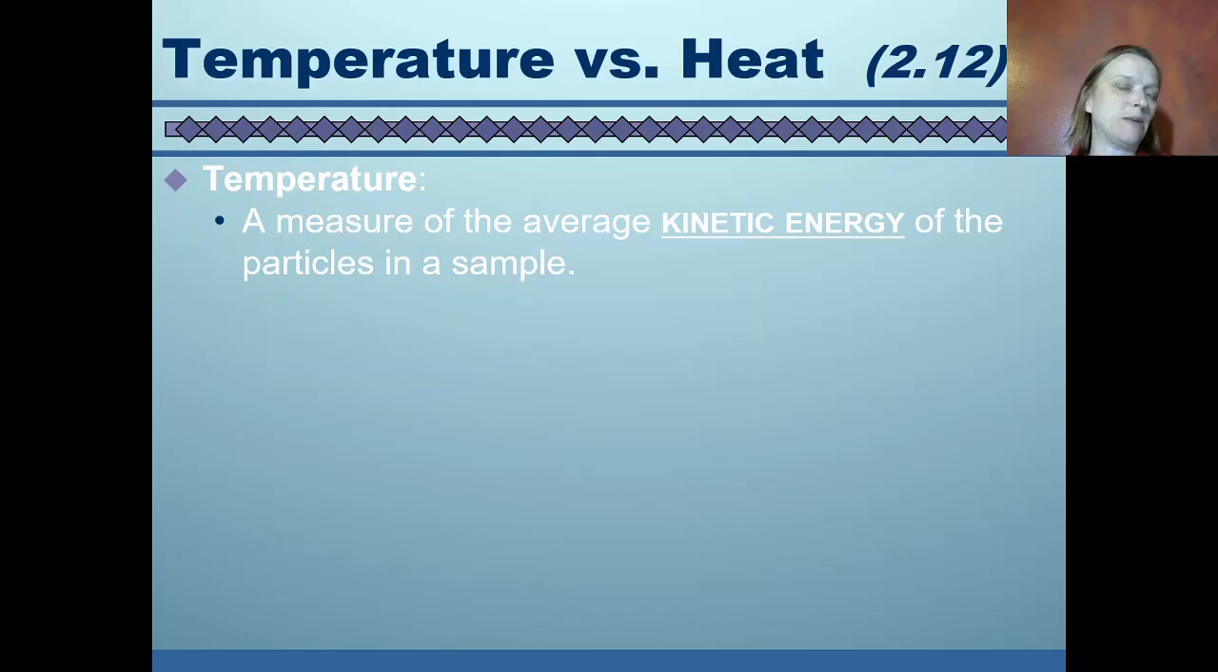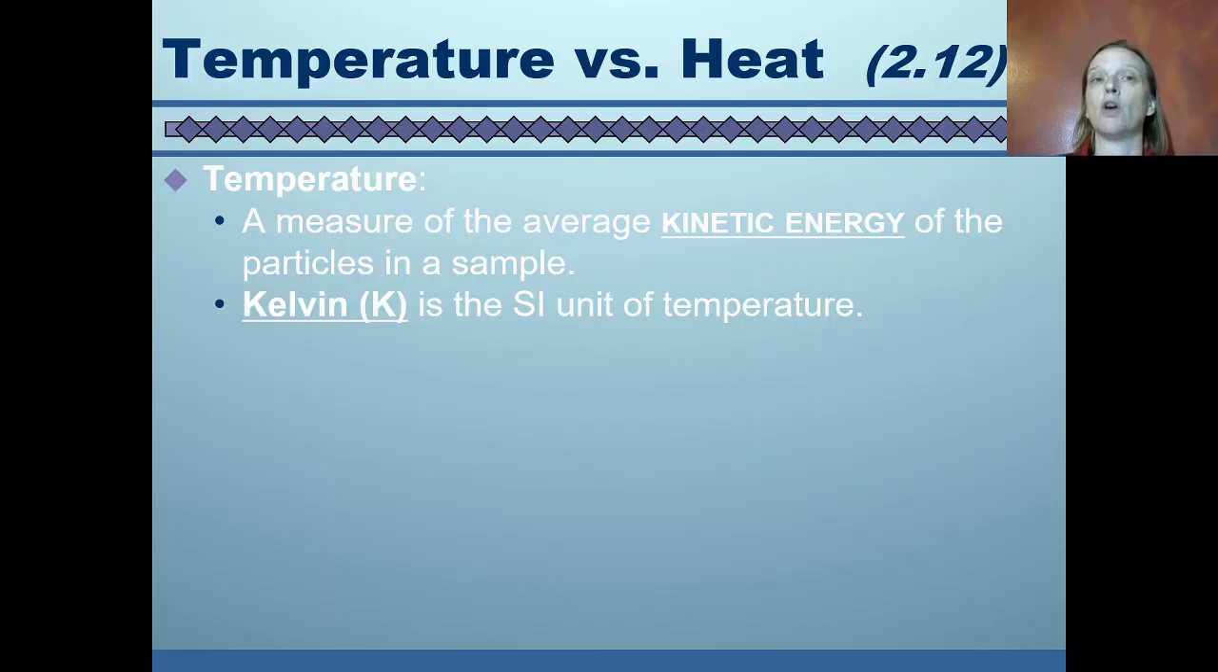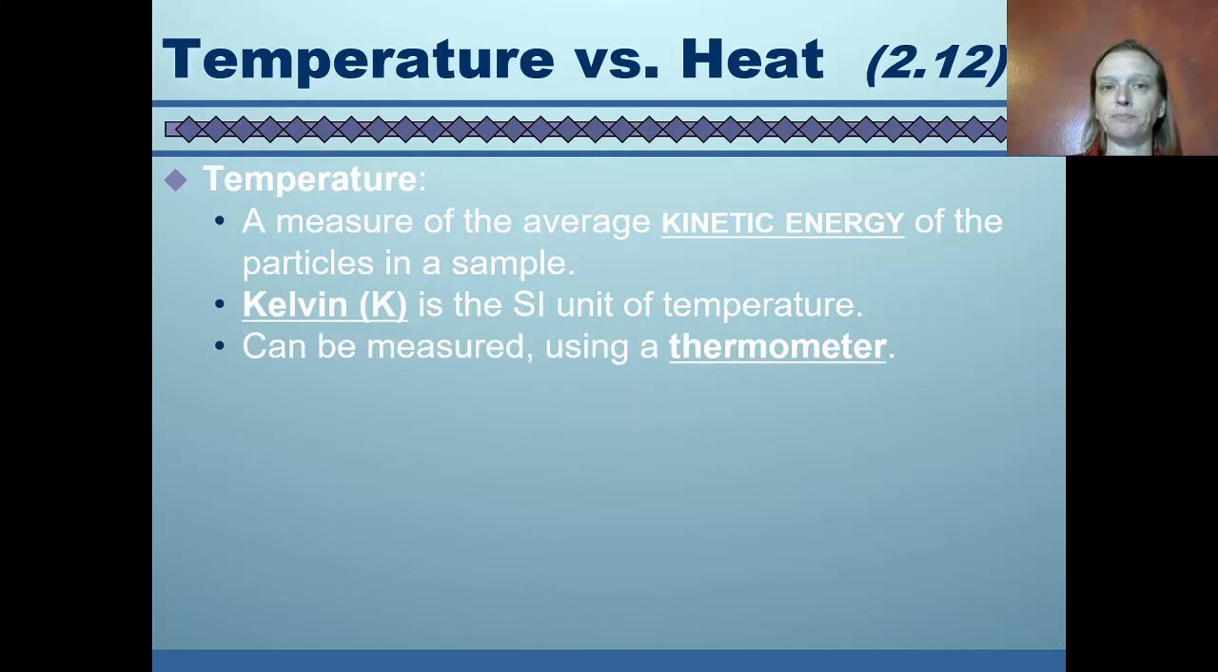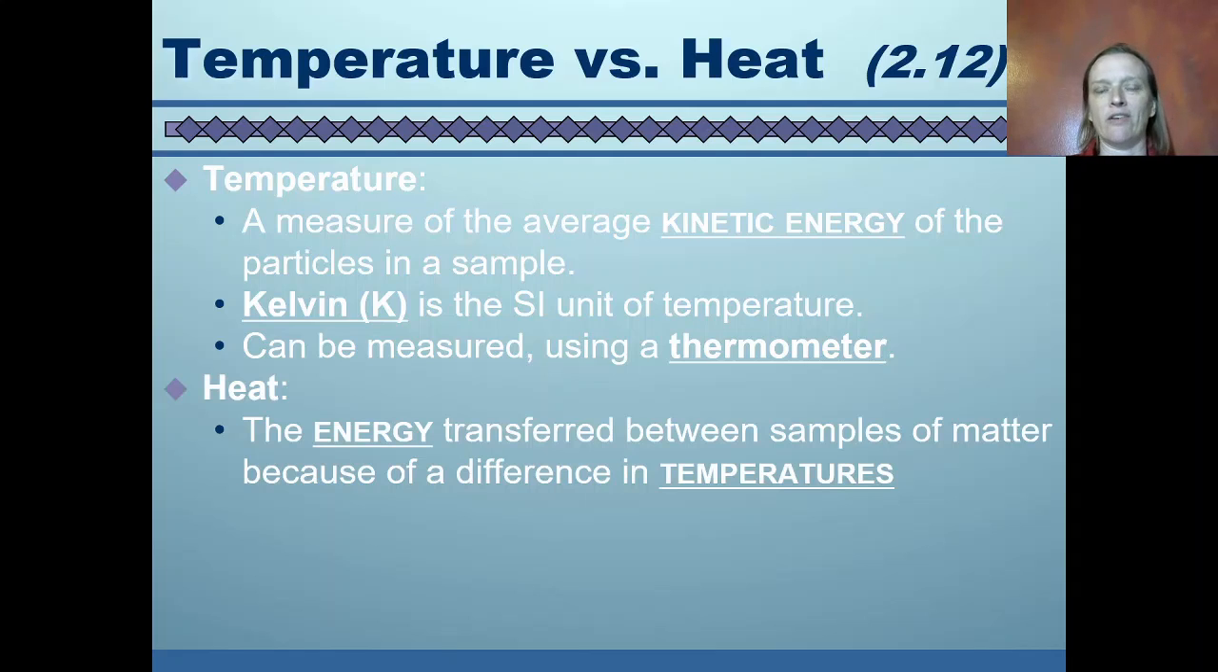So what's the difference between temperature and heat? Temperature, as I've said before, is a measure of the average kinetic energy of the particles in a sample. It's related to their speed. We use units of Kelvin in the SI system, and we can measure it directly. You can put a thermometer in something and measure its temperature. Heat, on the other hand, is the energy transferred between samples of matter because they have different temperatures. So heat is related to temperature, but it's not the same thing as temperature.